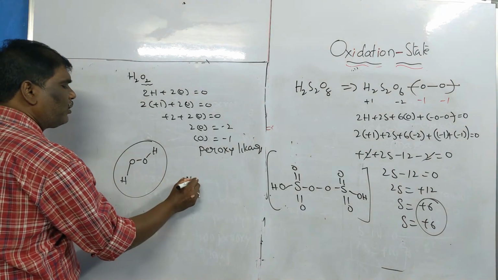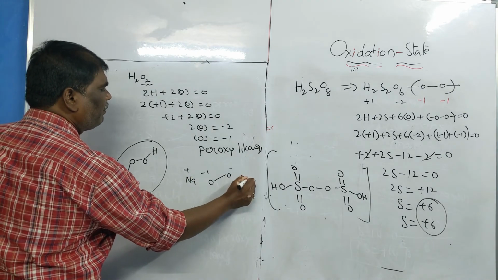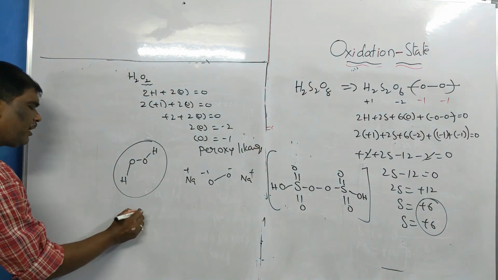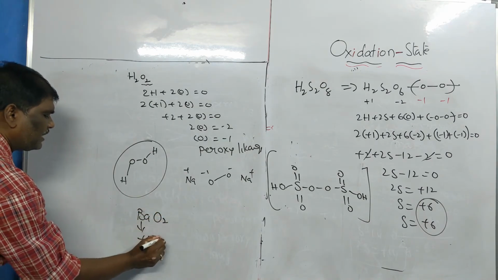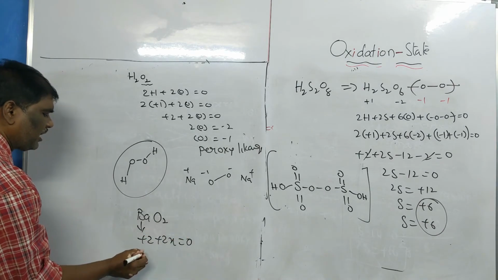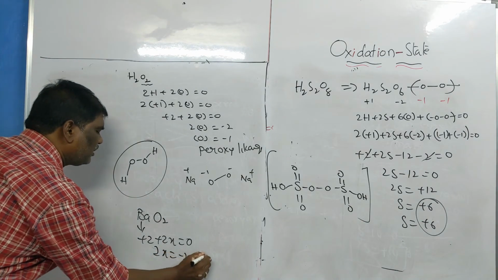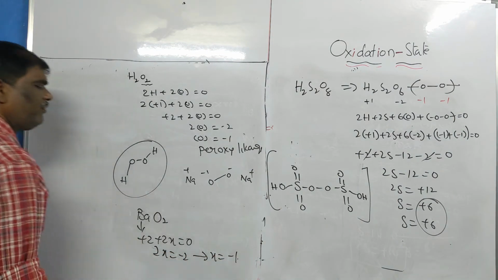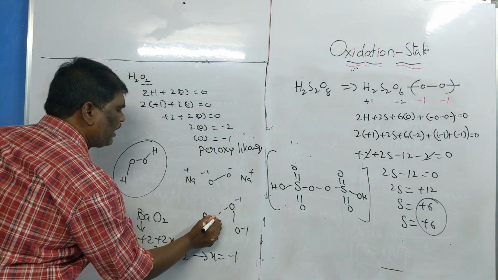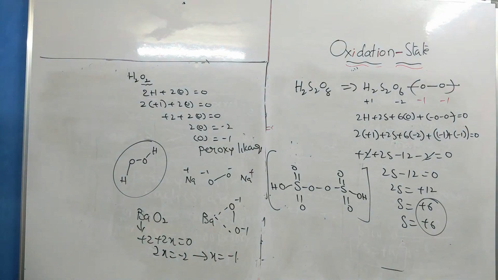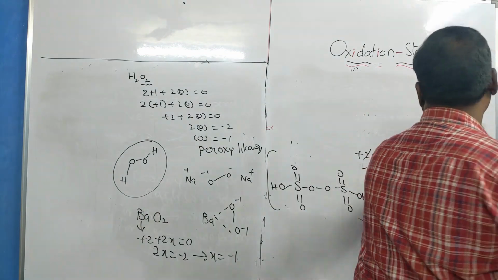Similarly, we have sodium peroxide. Similarly, we have barium peroxide. Let us calculate. You know, barium is +2. Let us calculate the oxidation state of oxygen in this case. +2 plus 2x equal to 0, so 2x equal to -2. Thus I am getting x equal to -1. Whenever oxygen has -1 oxidation state, that is called a peroxy linkage. So this is known as barium peroxide.